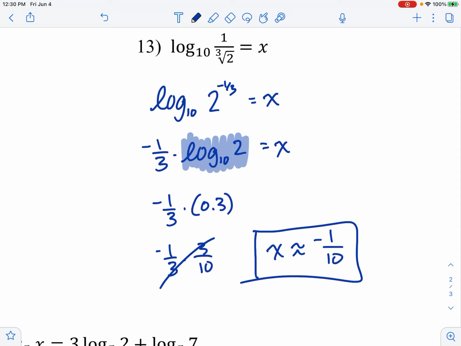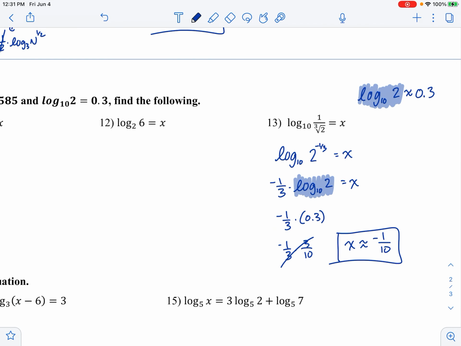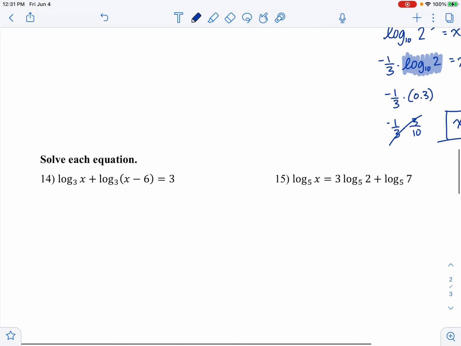Logarithms are generally irrational, so even though I gave you an estimate for it, logarithms that you don't know are generally irrational, that don't work out perfectly. So I do want you to do that squiggly equal sign here. All right, let's do two more.